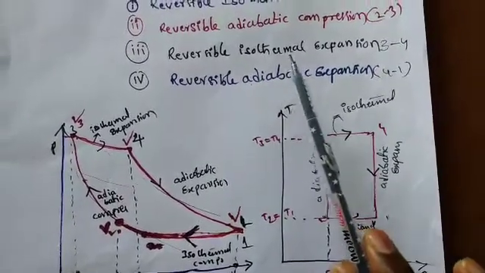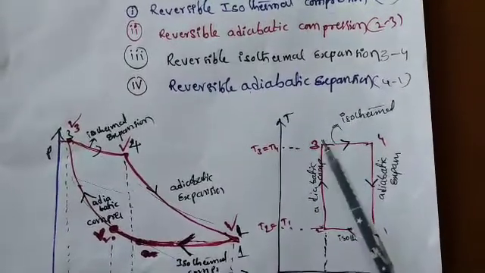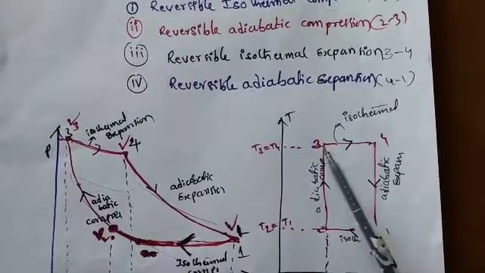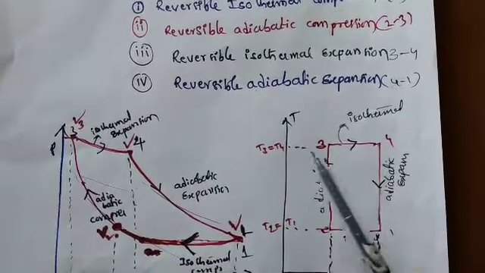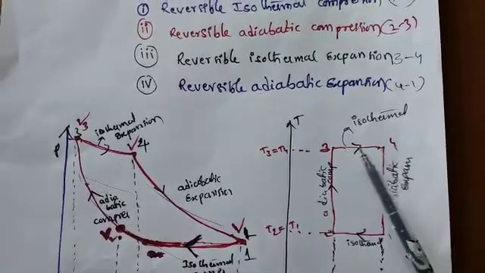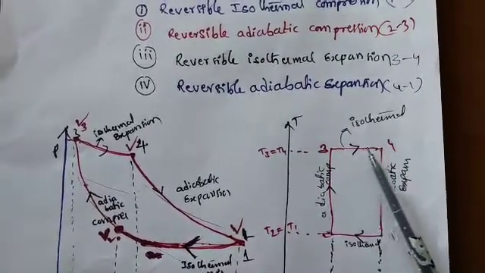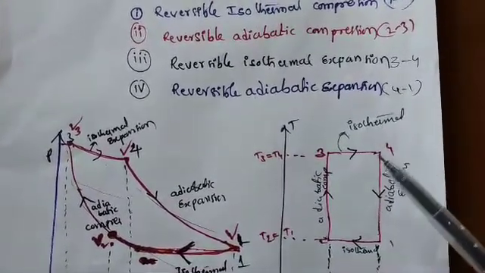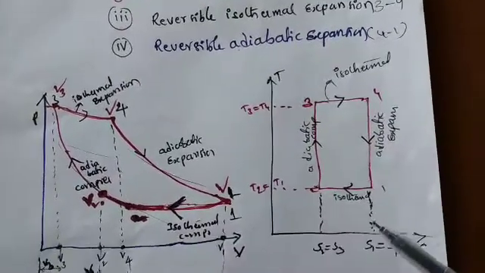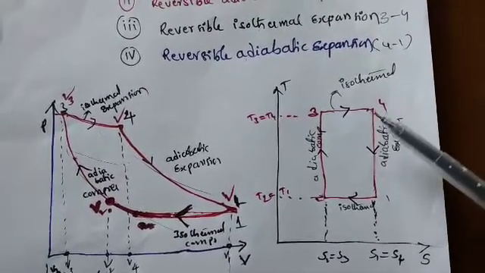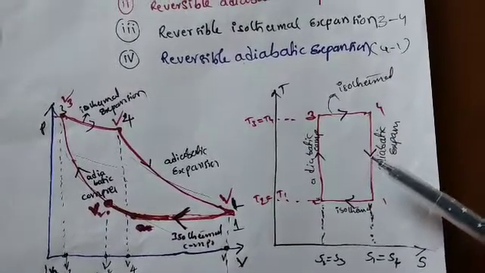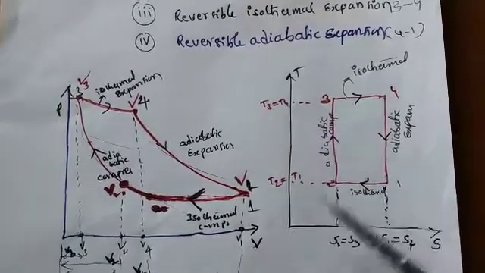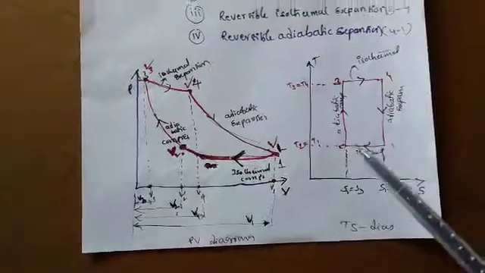And the third one is reversible isothermal expansion. Isothermal means temperature is constant. So for 3 to 4, the temperature at point 3 and at point 4 should be constant. T3 is equal to T4. So this is our constant line. Okay. Next, the last one is the reversible adiabatic expansion process. In a reversible adiabatic expansion process, entropy should be constant. S1 is equal to S4. Expansion means the arrow symbol must be in the downward direction. Compression means it must be in the upward direction, right? This is our PV diagram and TS diagram.